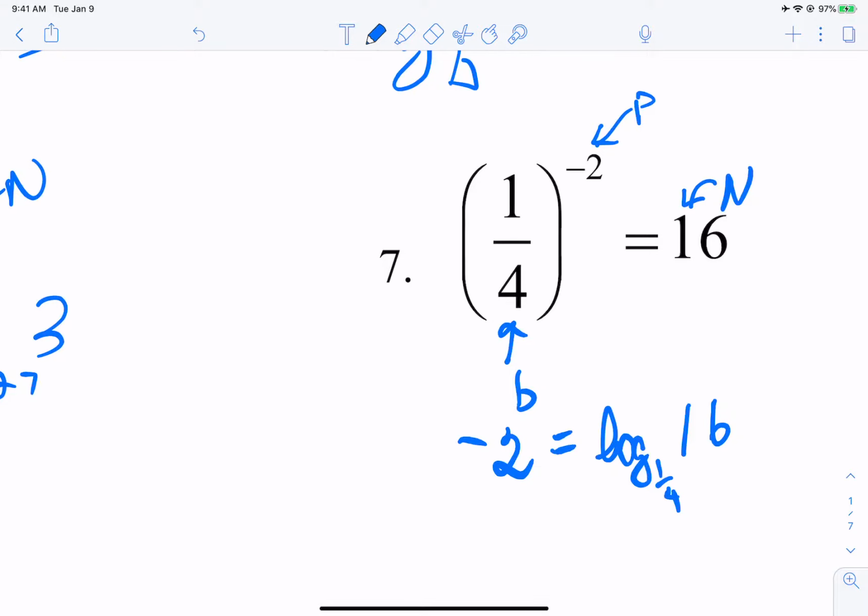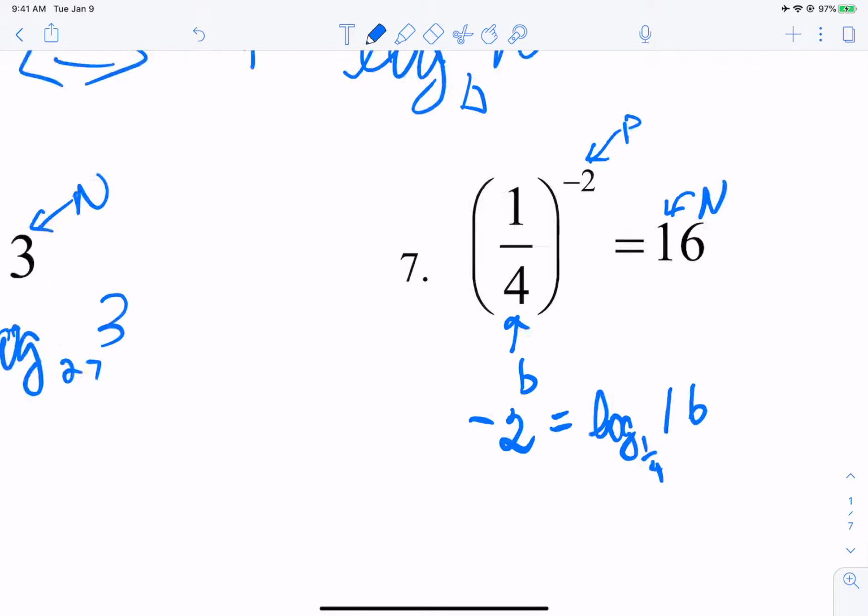Now let's discuss why it's -2. Well, the negative is going to flip that fraction over. So if you flip the fraction 1/4 over, you are going to get 4. The 2 is going to square it. So 4 squared gives us the 16. So that's why 1/4 to the -2 power becomes such a large number, because the negative flips it, making it 4 over 1, or 4. The 2 squares it. 4 squared is 16.